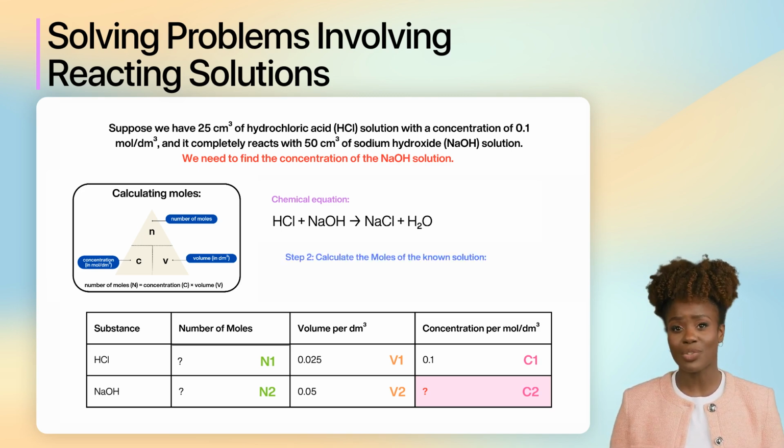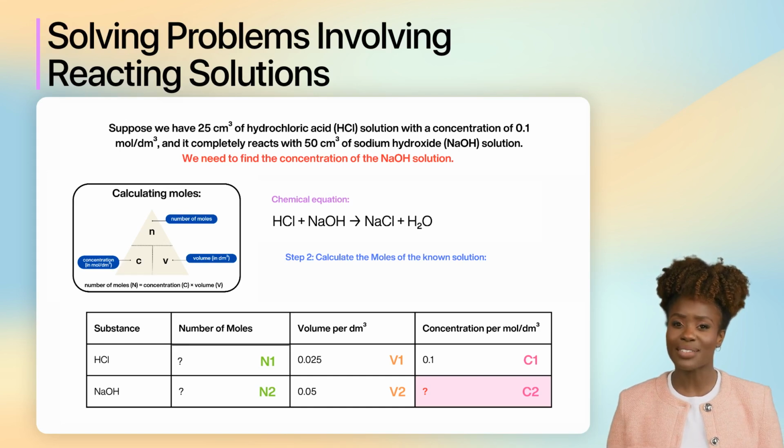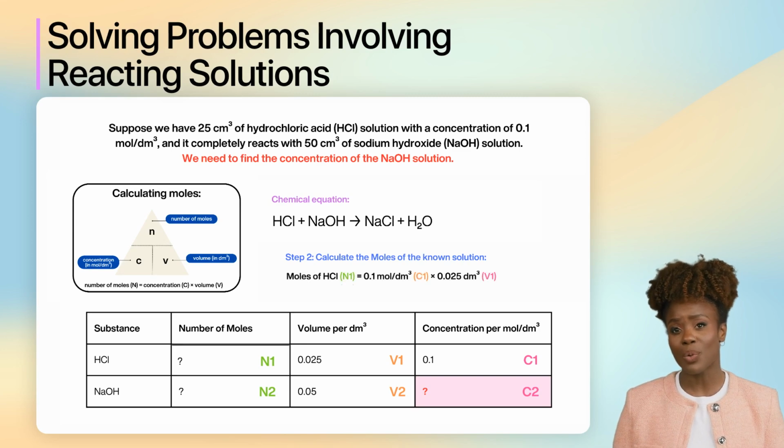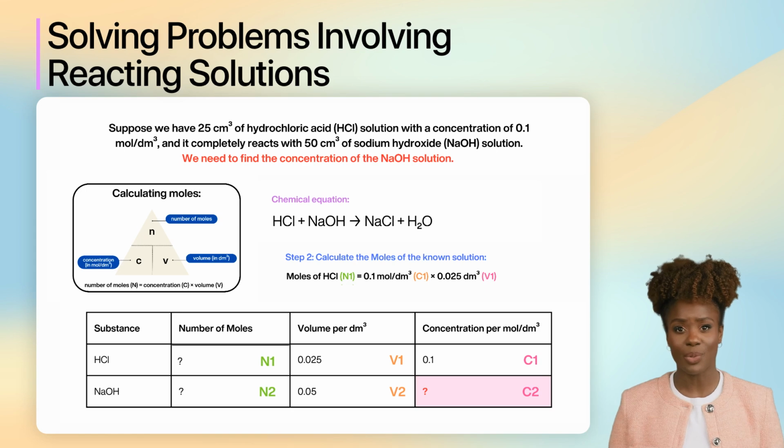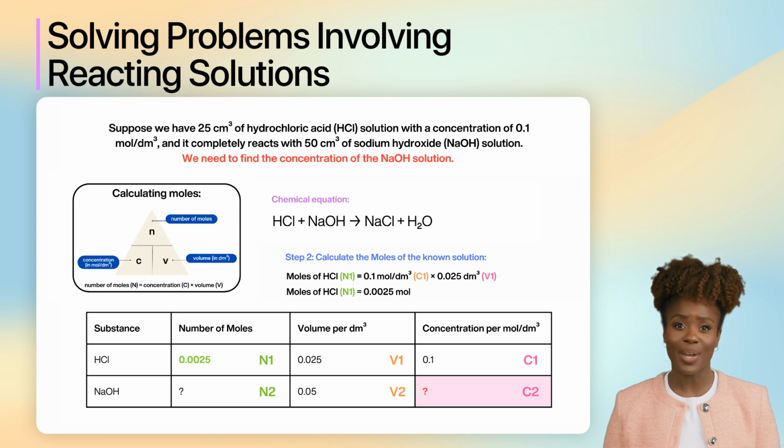We need to do the concentration of HCl multiplied by its volume. To work this out, we do 0.1 moles per dm³ multiplied by 0.025 dm³. So the number of moles of HCl is 0.1 multiplied by 0.025. Therefore, we get 0.0025 moles. Let's fill that into our table. Great work! We have now worked out all of the values for HCl.